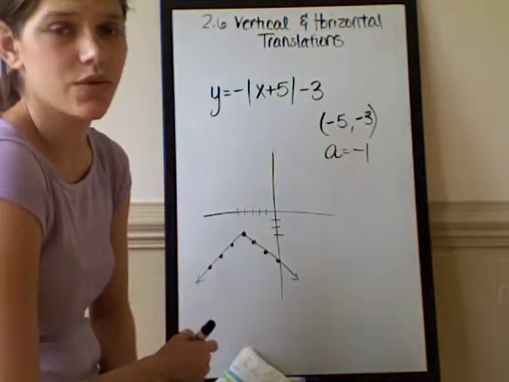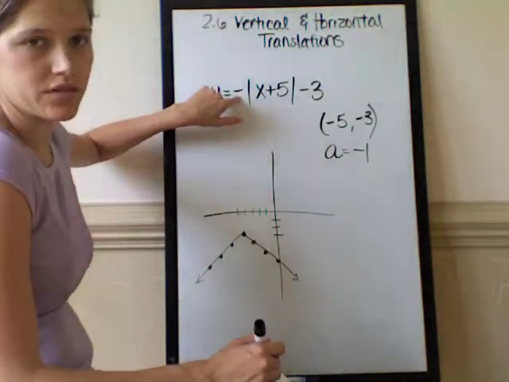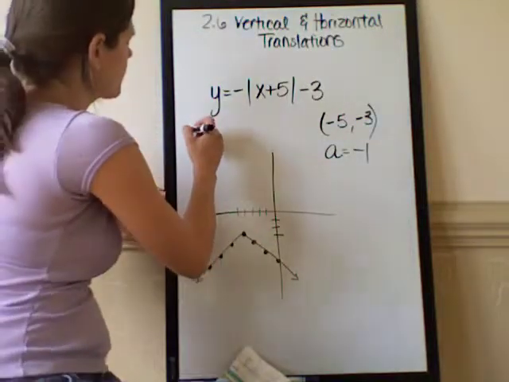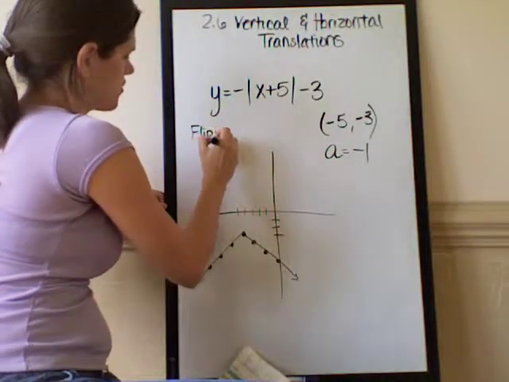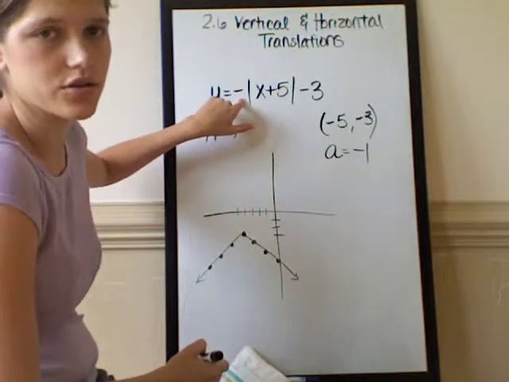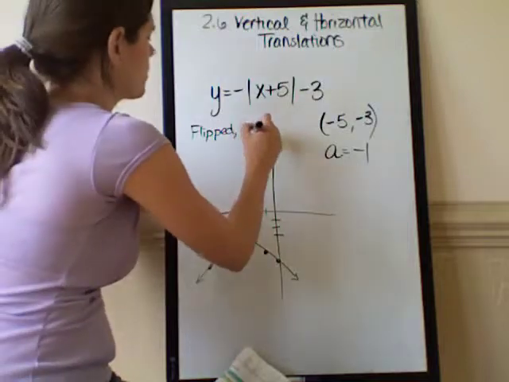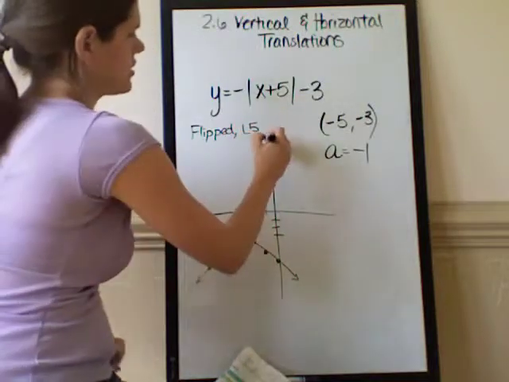If somebody asked me what were the translations, you would have to say you flipped it or you turned it upside down. Very important. That is one of the parts of the translations. Here I went left 5, and here I went down 3.